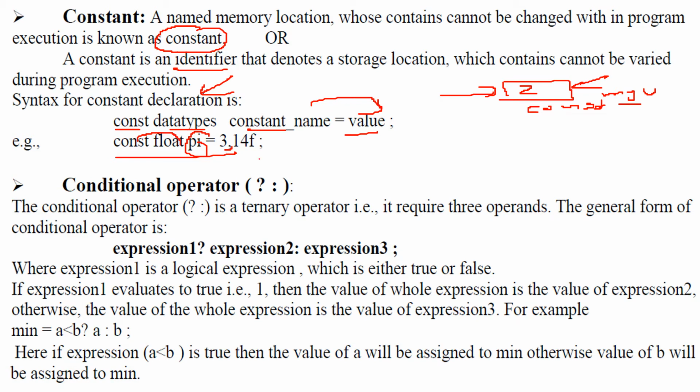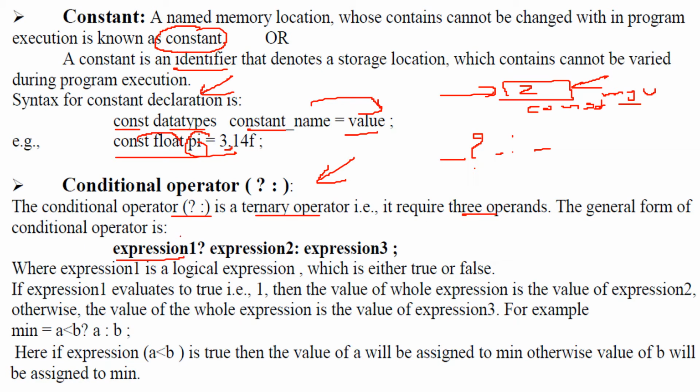Then we have the conditional operator. When we talk about the different control structures, you will be able to understand it better, because this is a short form of if and else. For now, the conditional operator is the question mark and then colon. This is also known as a ternary operator, so it requires three operands. The general form is quite simple.